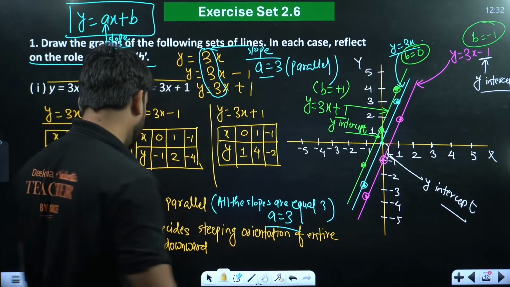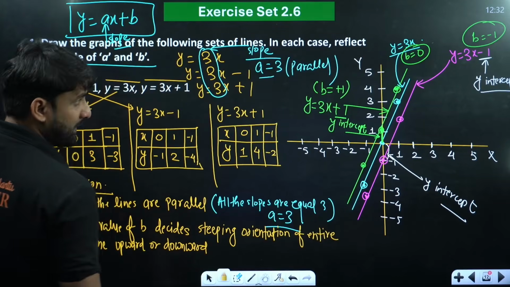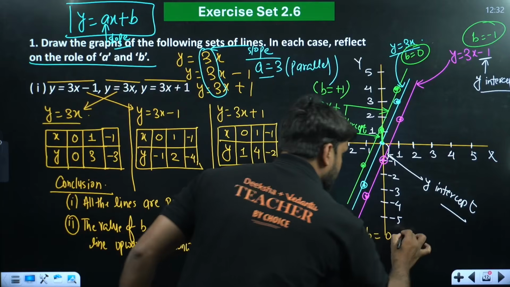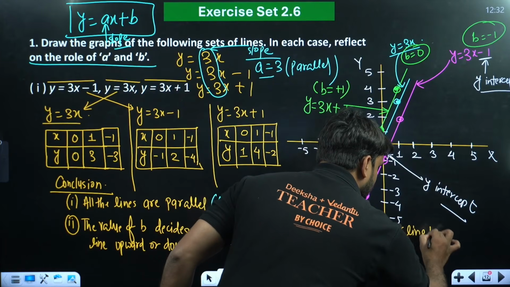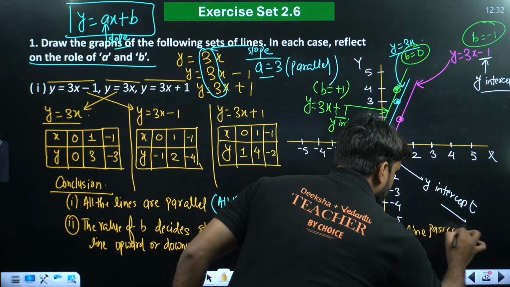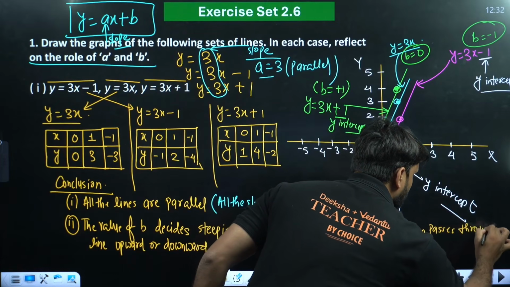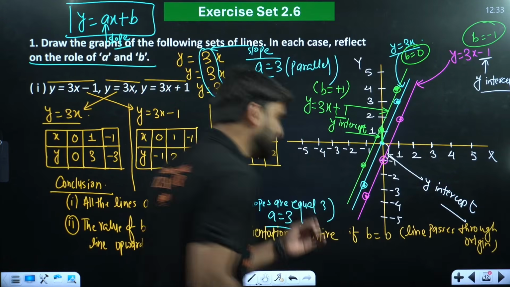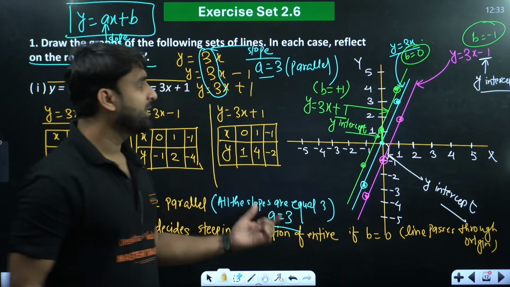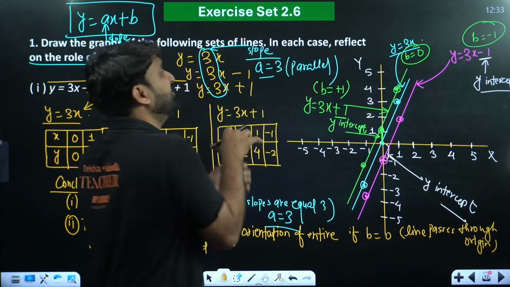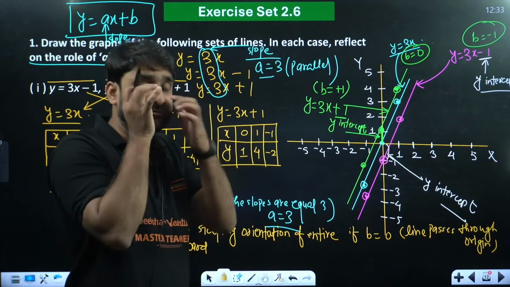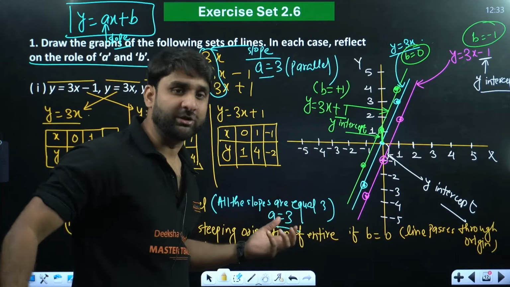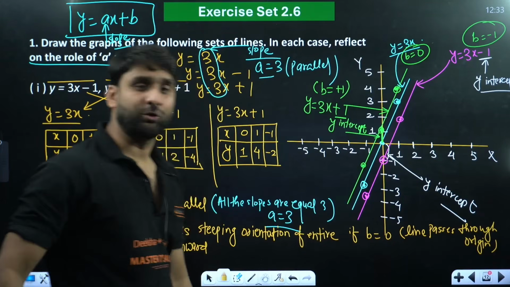I hope you are getting my point. So let me write here. If B is 0, line passes through origin. Please write these things, everyone. If B is 0, I mean if the equation is y is equal to 4x, 3x, 5x, or whatever, minus 3x, minus 4x, B is not there. If B is 0, line passes through origin.